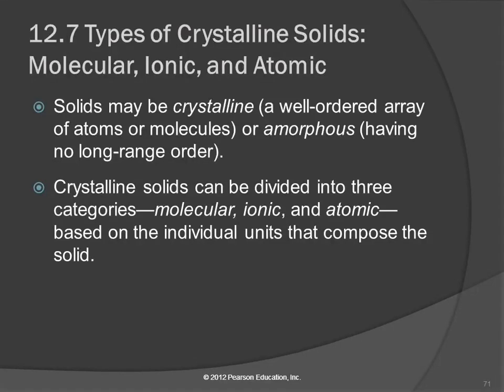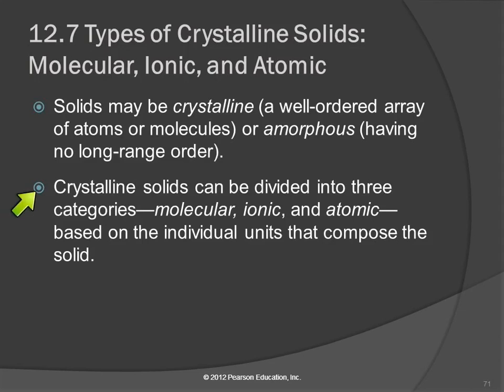Now we're going to talk about different types of solids. Solids can be crystalline, and by that we mean that they have a well-ordered array of atoms or molecules. There's a long-range order to the particles in a crystalline solid. Or they can be amorphous. A is a prefix that means without. So amorphous means without shape. So an amorphous solid has no long-range order. Examples of amorphous solids are rubber and glass. They have no particular order to their molecules or their atoms.